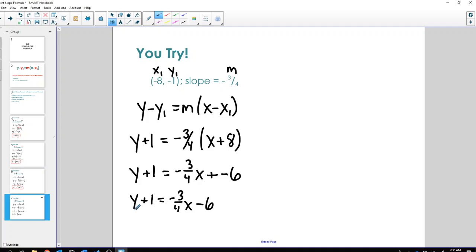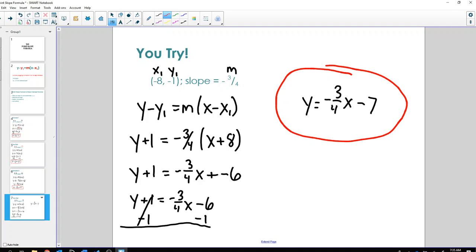So then my next step is to isolate y, or get it by itself. The opposite of adding 1 will be subtracting 1. And again, I have to do that to both sides. So those will disappear. I'm left with y equals negative 3/4 x. Negative 6 minus 1 is negative 7. And that there will be my slope-intercept form.